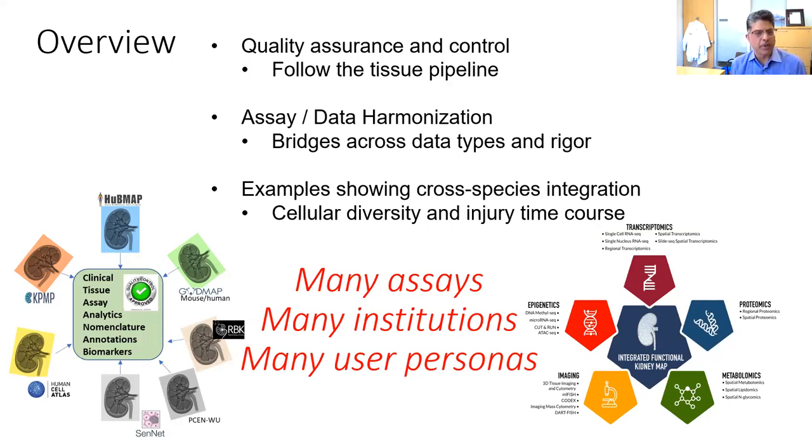In the bottom left, at least in the kidney space, there are at least 7 different initiatives that are trying to understand the kidney from different angles. And on the right side is an example from KPMP, showing different major technologies trying to understand biomolecules in both single cell as well as spatial contexts in 2D and 3D. So we have many assays, many institutions, and many user personas that we have to keep in mind when we are generating data so that the community can make maximal use of our findings.